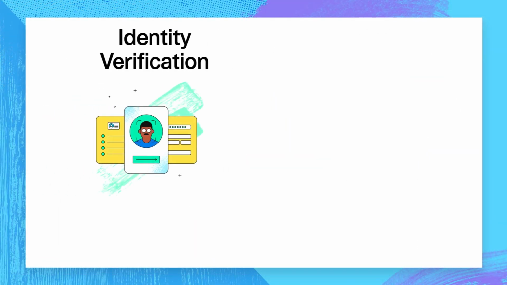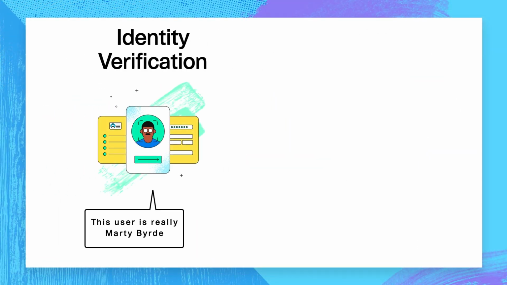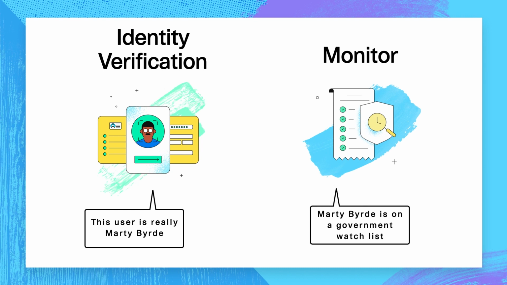And while Plaid identity verification can help you determine the real identity of the person using your application, Plaid Monitor can help you determine if this user is part of any watch list that would prohibit them from using your app. And together, these two products can help you stay compliant with anti-money laundering regulations.